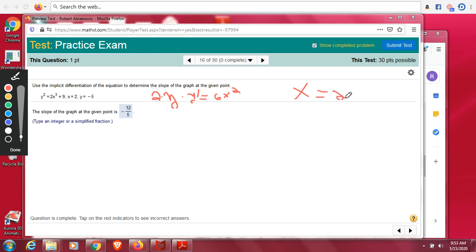There. Now we need to plug in x equal to 2 and y equal to -5. Now notice when x is equal to positive 2, the expression on the right becomes 6 times 4, which is equal to 24. And the expression on the left becomes -10. So we're left with -10 times y prime equals 24.